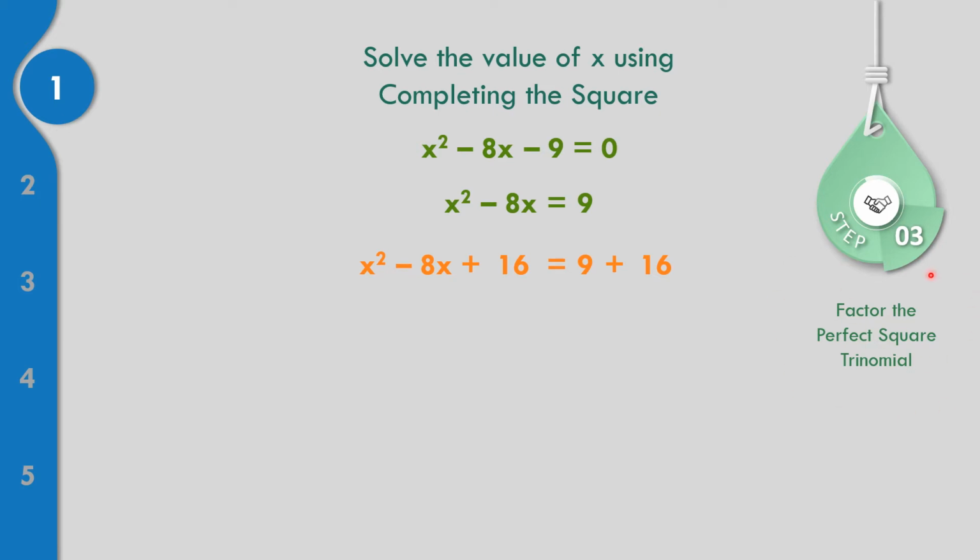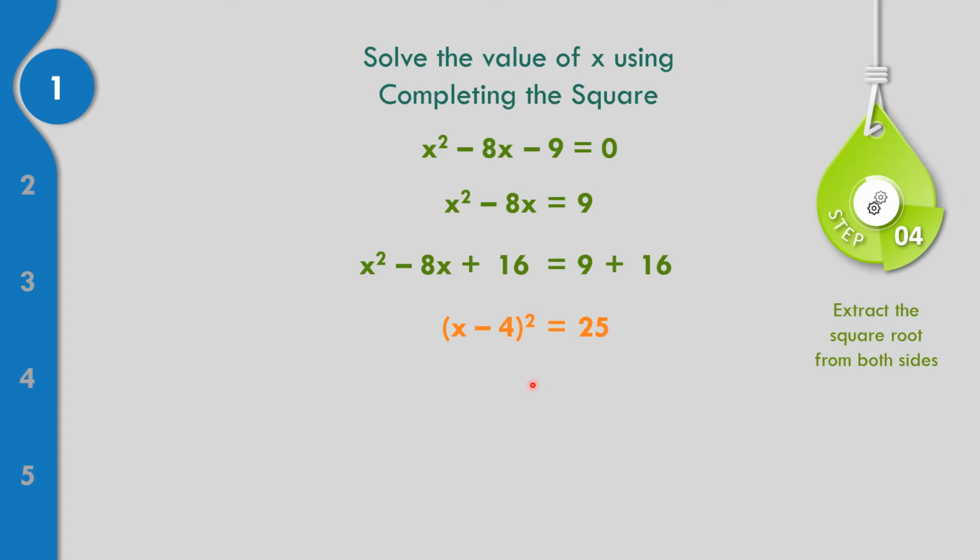So how to factor? We need to get the square root of x squared, that is x. Copy the sign of b, that is negative. The square root of 16 is 4. And then we need to write square, because this one is the square of a binomial. Equals 9 plus 16, that is equal to 25.